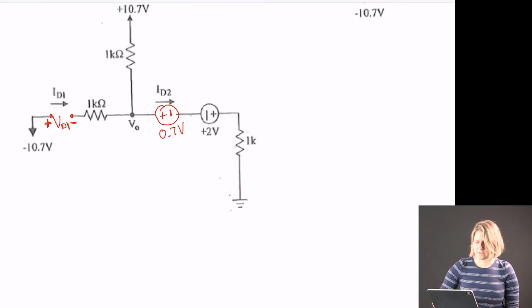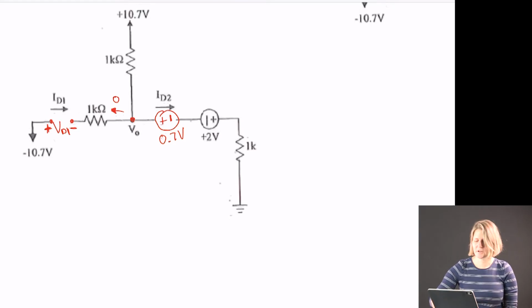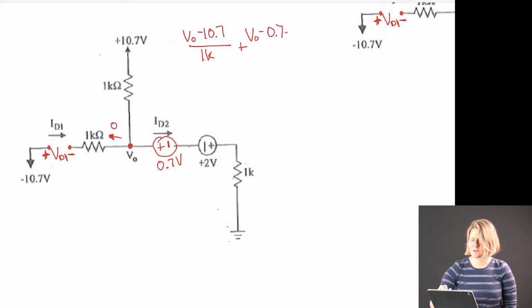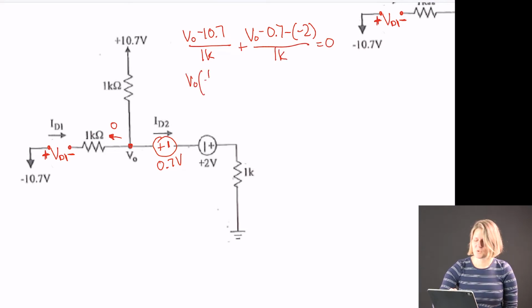So now to analyze this, we can use node voltage. V0 is our node voltage. This is a hanging wire, so there's no current flow here. And so we just have (V0 minus 10.7) over 1K plus (V0 minus 0.7 minus a minus 2) over 1K equals 0. And we can solve for our V0.